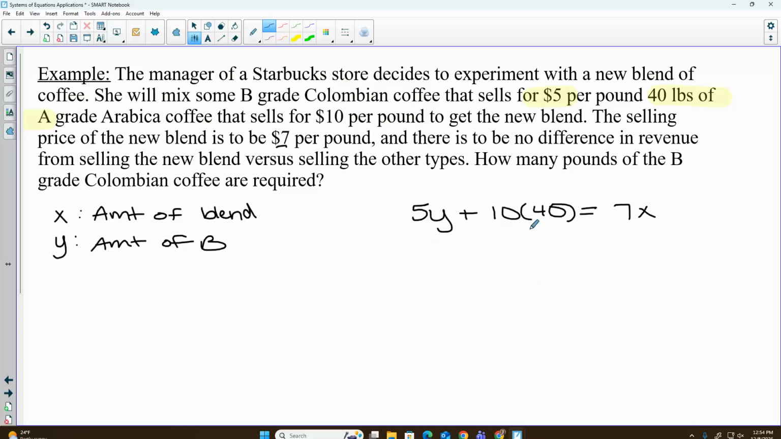The other thing we know, we had 40 pounds, these are representing the pounds, right? So if you took the pounds of the B grade coffee plus the 40 pounds of A grade coffee, we should get the total pounds in our mixture.